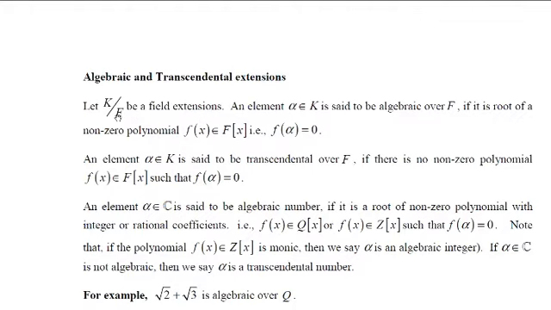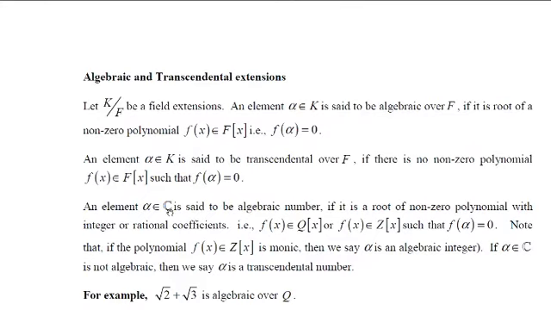Suppose K is a field extension of the field F. Then an element of the extension field, say alpha, is said to be algebraic over F if alpha is a root of a non-zero polynomial f(x) in F[x]. That is, f(alpha) should give you 0. If there exists no such non-zero polynomial, then such alpha is called transcendental over F.